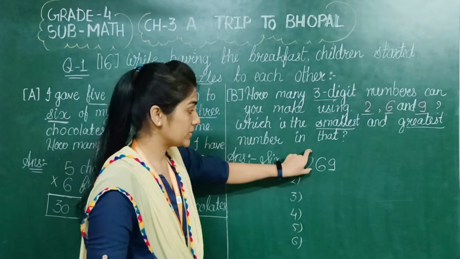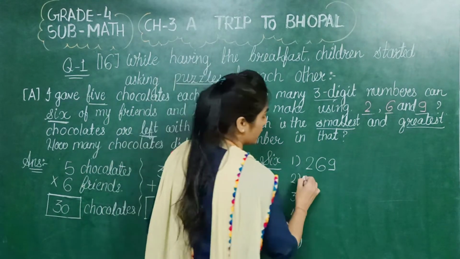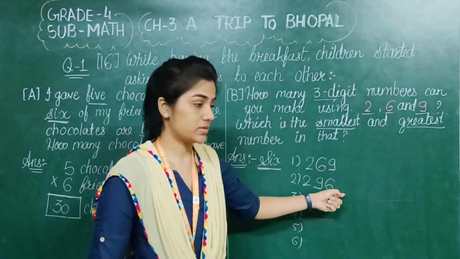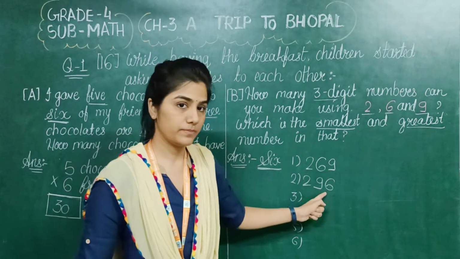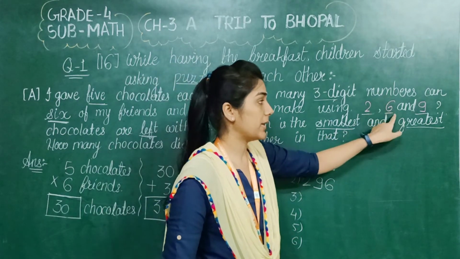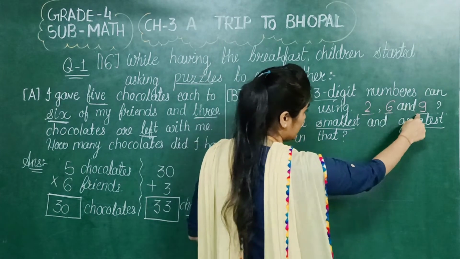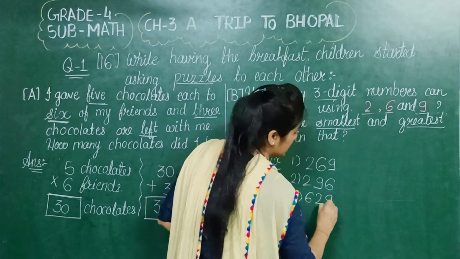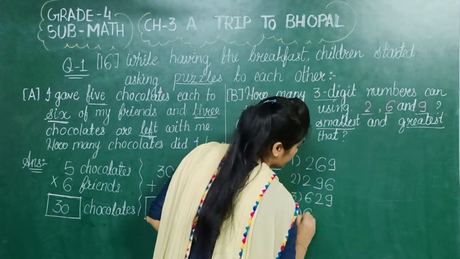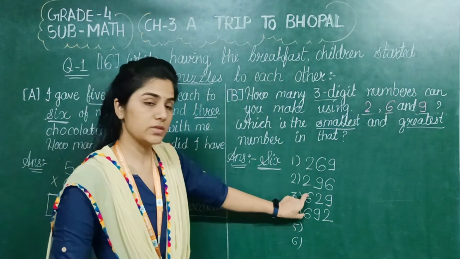Now by using the same digit, this 2, we can make another number, which is 296. You can check the digits; the places are different. Now it's the turn of 6. By using 6, we can make two numbers: 629 and another one, 692. These two numbers we can make by using this 6.